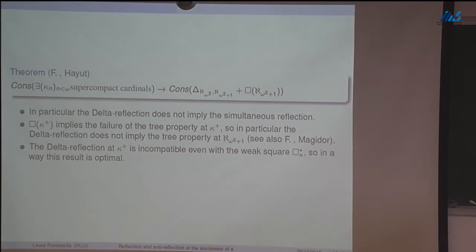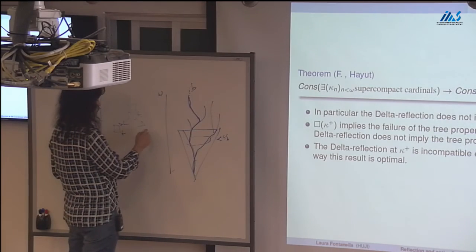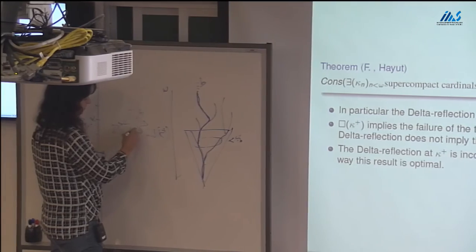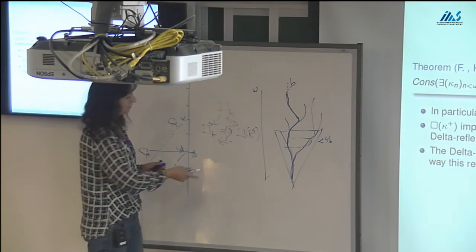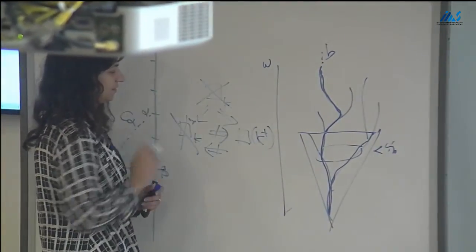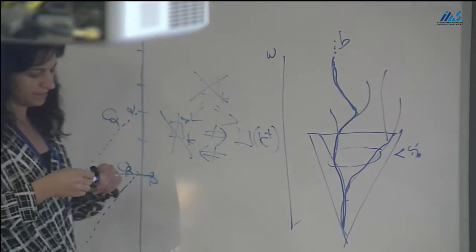The picture is this. It's very simple actually. You have Jensen square, and this implies weak square, and it implies Todorcevic's square for kappa plus, and this does not imply this, and this does not imply this. The two are independent, but the delta reflection is incompatible with this, and in particular with this, but it is compatible with this. So in this way, it is optimal.